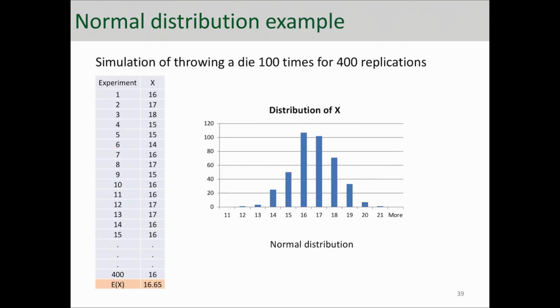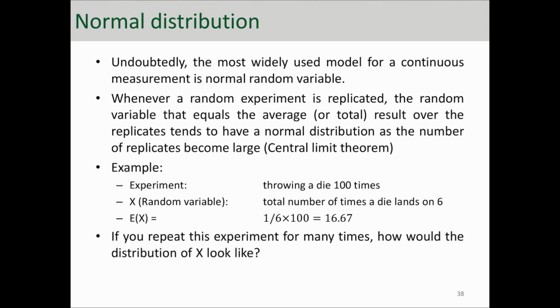Well, actually, I simulated that on a computer, and here we're looking at 400 replications of that experiment, and every time I recorded X. The first experiment I got 16 sixes, and then 17, 18, 15, 15, 14, all the way. And I calculated the average of that column, that is 16.65, which is very close to the theoretical average of this random variable.